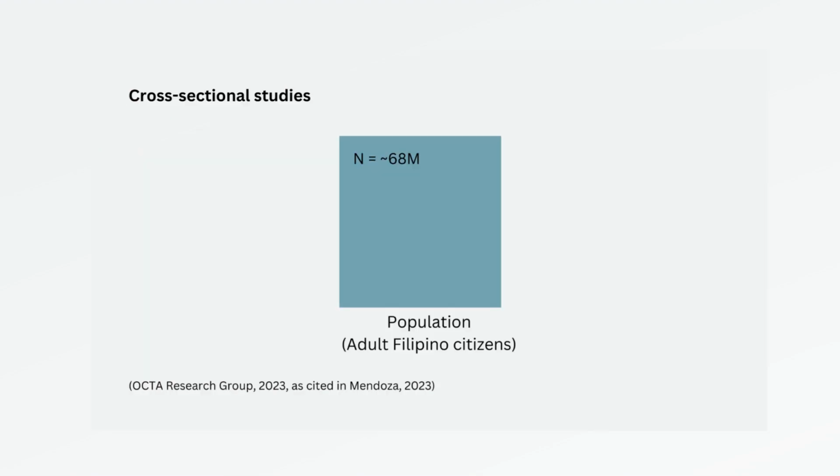To illustrate, we can utilize a diagram. The square represents the population of adult Filipino citizens at the time of the survey, roughly around 68 million, and designated by the capital N. The sample is represented by the circle inside the population square. Within the circle, designated by the lowercase n, we can see that there are 1,200 respondents part of the sample. We can also see the specific year that the study was conducted, 2023.